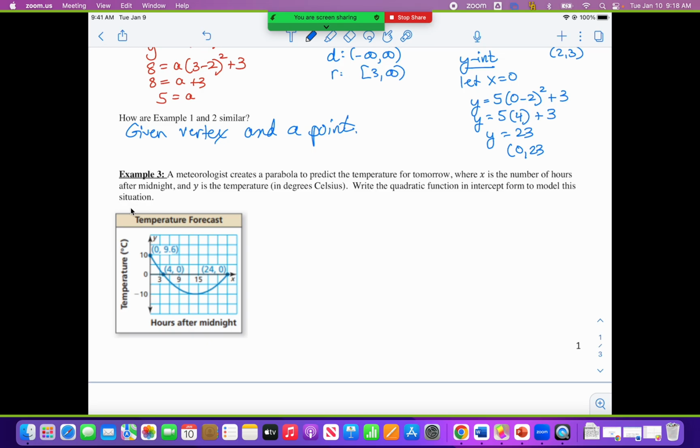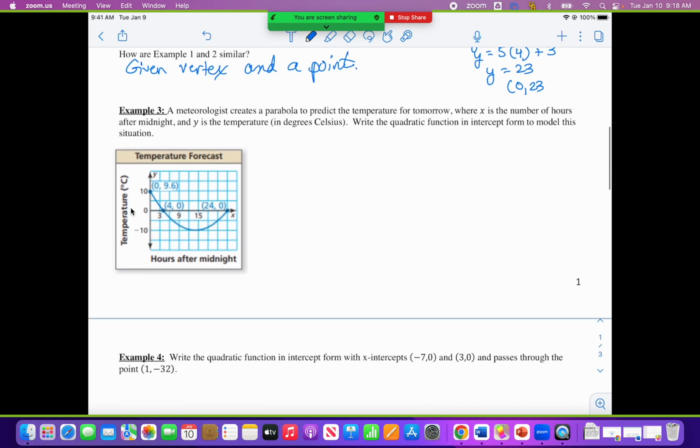All right, so let's play the what do I know game. What do I have on the graph? I have a y-intercept. I have the y-intercept is 0, 9.6. What else do I have? I have the x-intercepts, 4, 0 and 24, 0. Now this one says write it in intercept form. I didn't have to tell you that because I was given the x-intercepts. So watch what we're going to do.